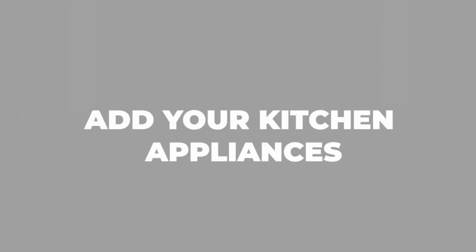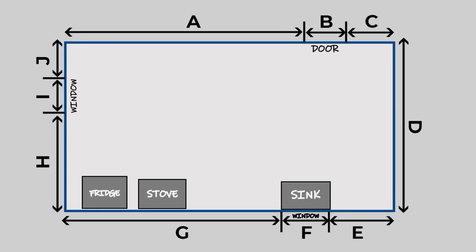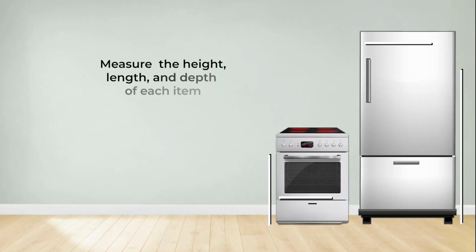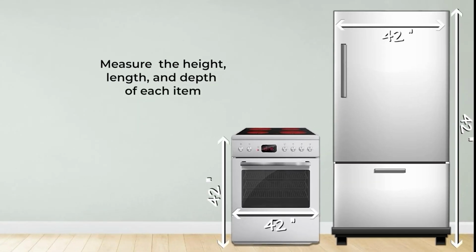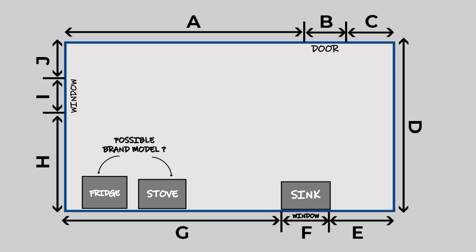Add appliances. Draw boxes on your floor plan to indicate appliance locations. Include the brand and model if available, and measure the height, length, and depth of each one. If appliances haven't been purchased yet, add the brand and dimensions of the model you're considering.